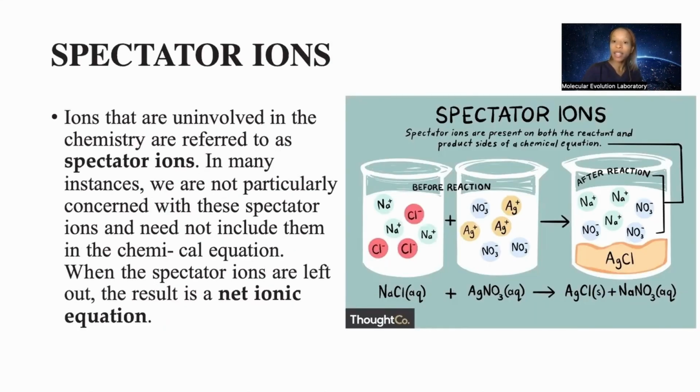So spectator ions are present on both the reactant and the product side of a chemical equation. So how do you identify a spectator ion? In this case, as you can see, the spectator ion would be here.